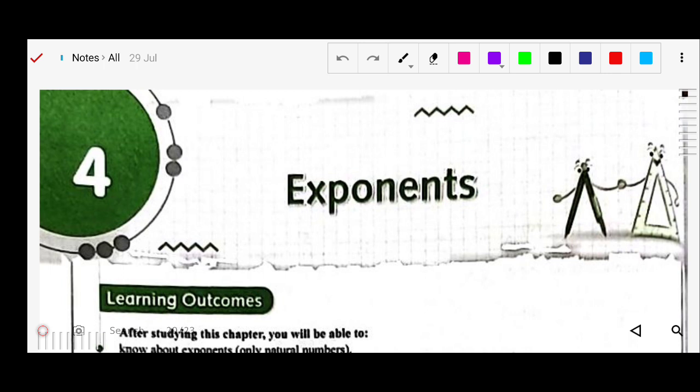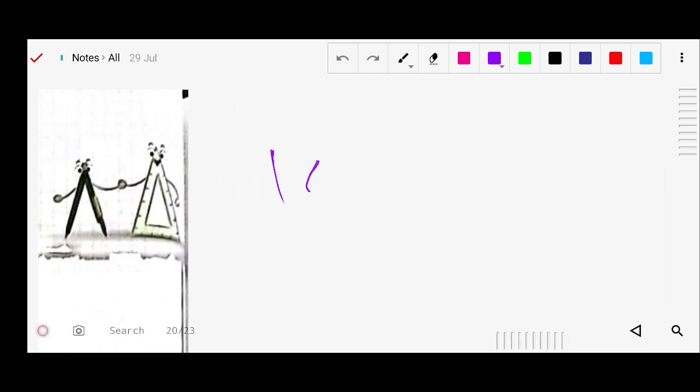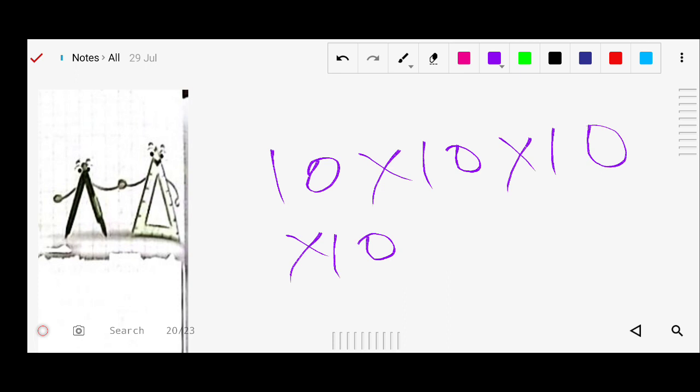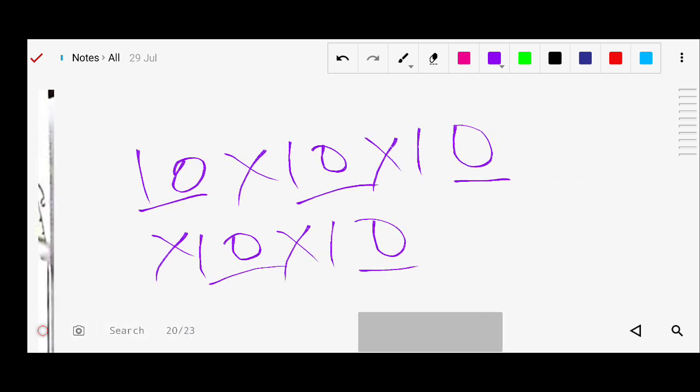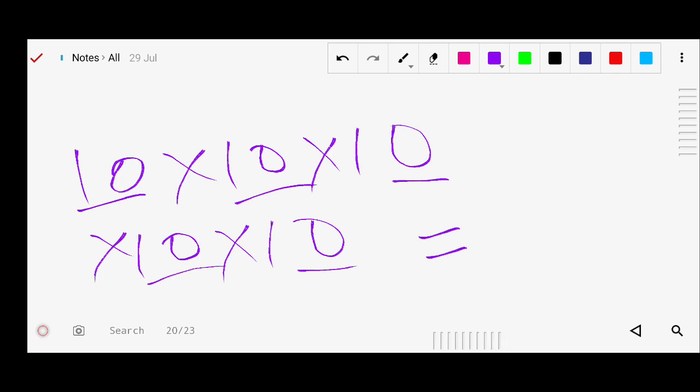Whenever we are writing a larger number and there are repetitions, in that case we use exponents. Like suppose we have to write 10 into 10 into 10, into 10 so many times. Let's say we have written it 1, 2, 3, 4 and 5 times. So 5 times we are writing this 10. Like this, we can write it in a shorter form. This we can write as 10 to the power 5.